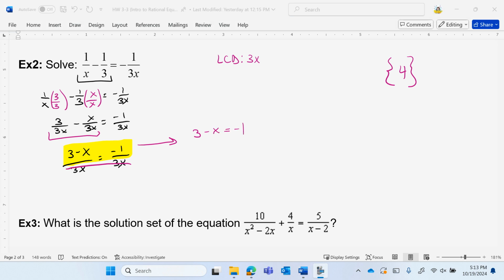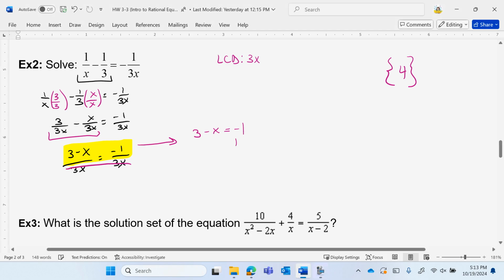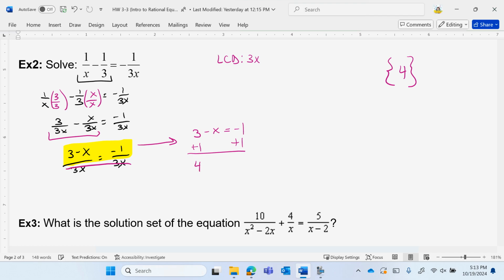This is something that we can solve. We can add 1 to both sides, and we would get 4 minus x equals 0. If we add x to both sides, and of course there's multiple ways to solve this, we get that x is equal to 4.